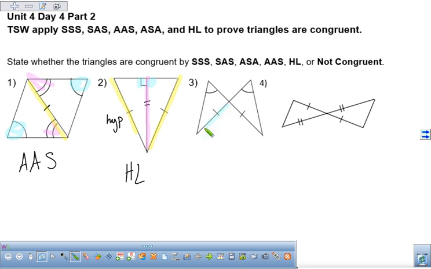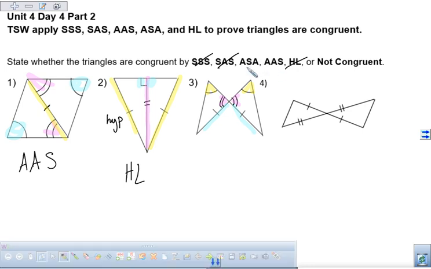Our next one, we have one set of sides congruent, and we have a set of angles that are congruent as well. What else can we mark? We can mark vertical angles. So now we have 2 sets of angles that are congruent to each other. That means that we can get rid of those 3. Now we need to look at the side. Is it being made by our 2 angles, or not being made by our 2 angles? This side is outside of the 2 angles. It's not between them. So we have angle, angle, side.